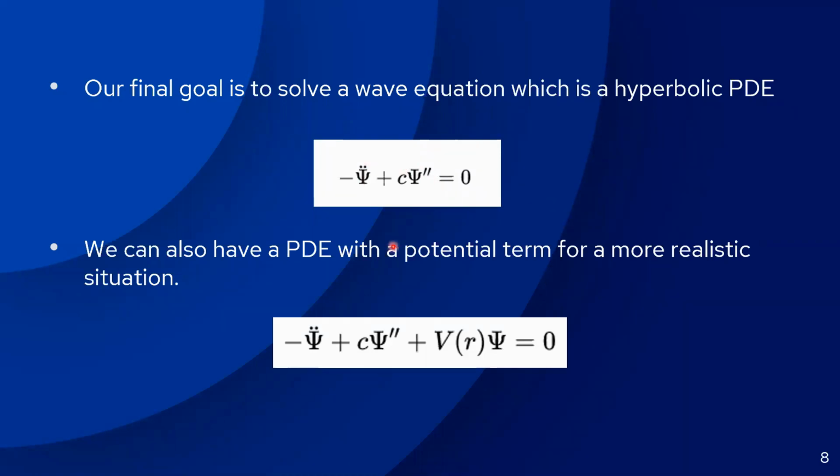We can also have a partial differential equation with a potential term for a more realistic situation. This potential term will depend on the exact radial coordinates, and the derivatives are in the different tortoise coordinates. Those are just nomenclature, and that can be done very easily by just a substitution. And there can also be a moving delta function, which will represent the source function or the secondary black hole on the RHS.